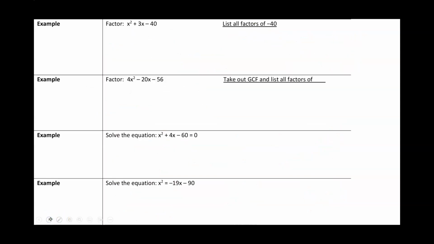All right, let's take a look at the next one. We have x squared plus 3x minus 40. So I take the first term times last term. So if I take 1 times negative 40, that's negative 40, goes on top. The middle term, 3, goes on the bottom.